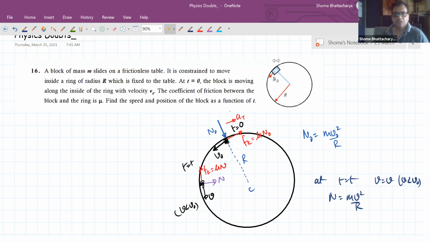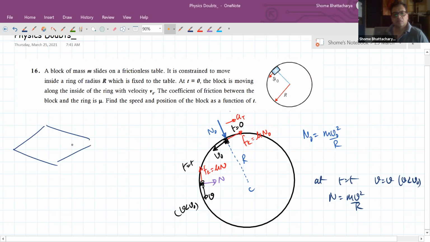Yes, exactly. mg is into the plane of the paper, and there's another normal reaction coming out of the plane of the paper, and those two are balancing each other. Okay, so basically, if you see this diagram in a horizontal plane, this is the ring on which it's lying. So these two forces are balancing each other.